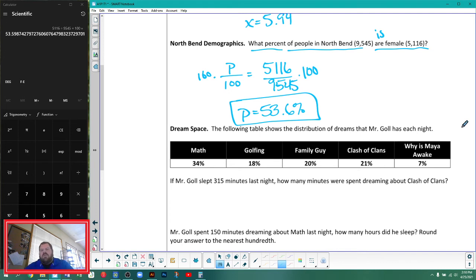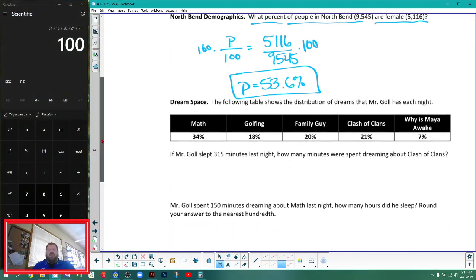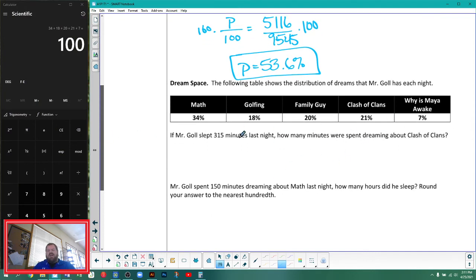Okay. Moving on. Got a little dream space table. So the following shows the distribution of dreams Mr. Gall has each night. These are definitely a little outdated. That's okay. Let's get right into it. So I want to just double check. I think at one point when I had this, I had a mistake in my totals. Okay, that is 100%, so that works out. I think one version of this problem, I've used this for a lot of years, I think it was a little bit off.